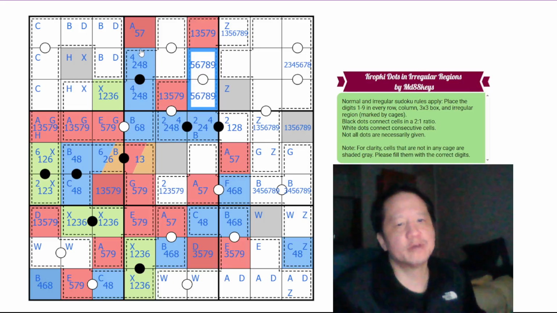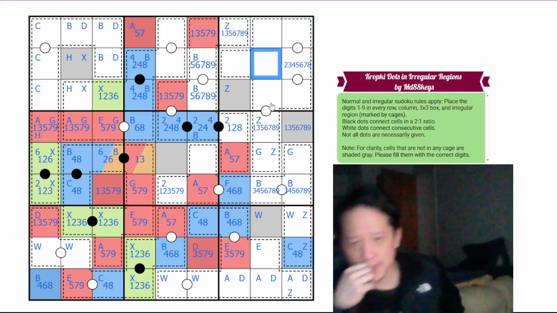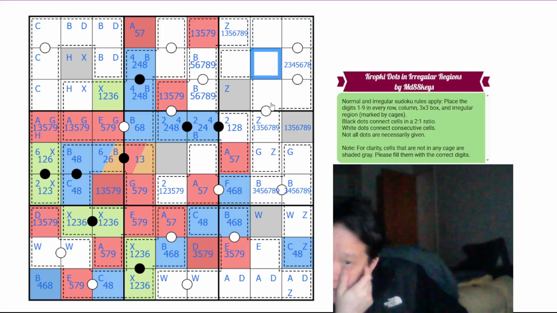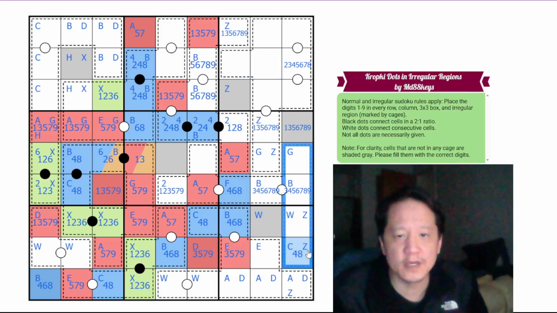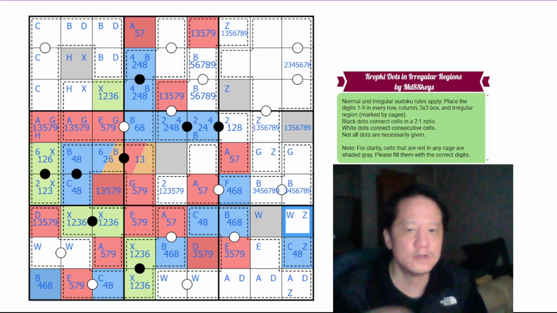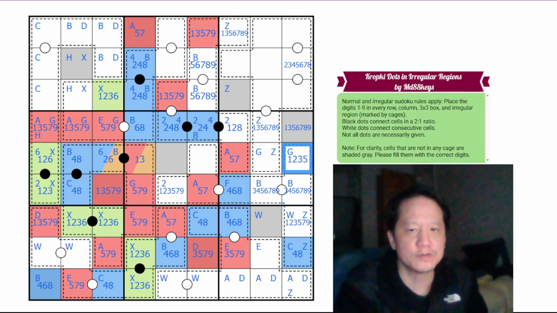So B in box 2 has to be one of these 4. B in box 3 is one of these 6. That's not helpful. The rest of this cage cannot have 4, 6, or 8. I guess that's useful. So 1, 2, 3, 5, 7, 9.